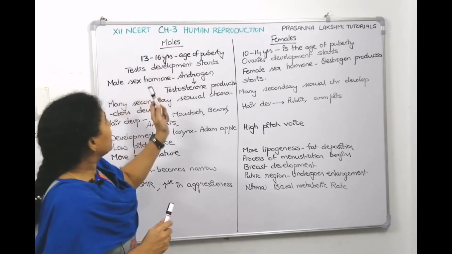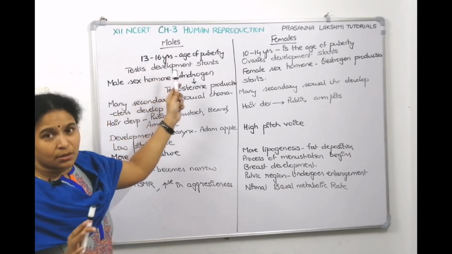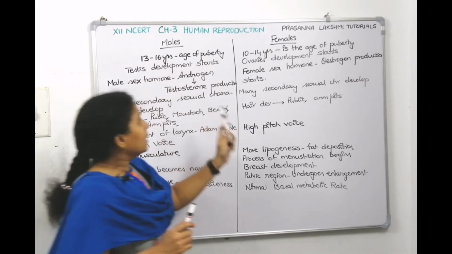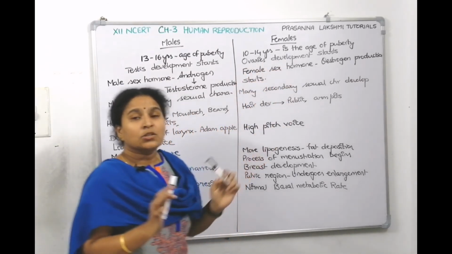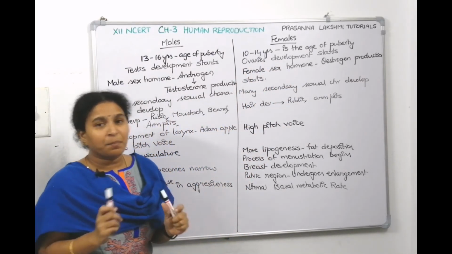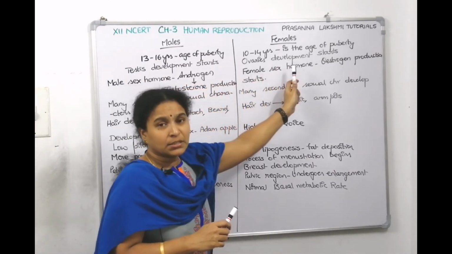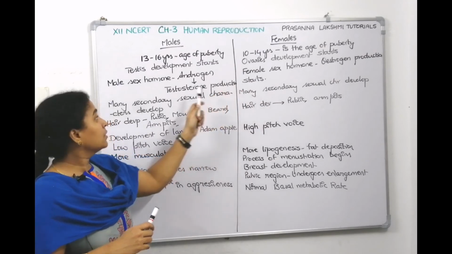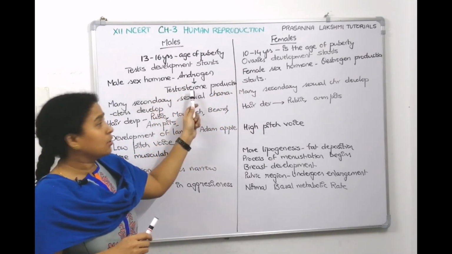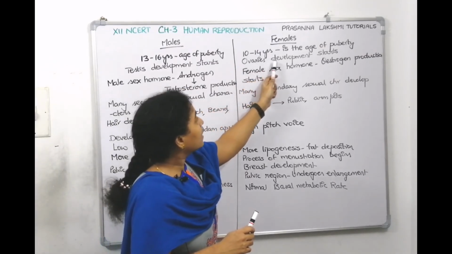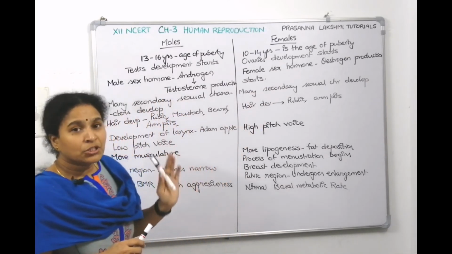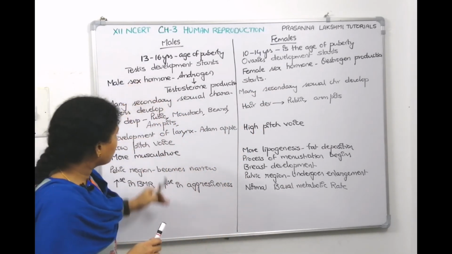So we told in males, the age of adolescence is late 13 to 16 years. In girls, it is 10 to 14 years. So at that time, the sex organ development starts. Here the sex organ is testis, development starts. Here it is ovaries. Now the male sex organ starts producing the male sex hormone called testosterone. The female sex organ called ovary starts producing estrogen, which leads to different secondary sexual characters.